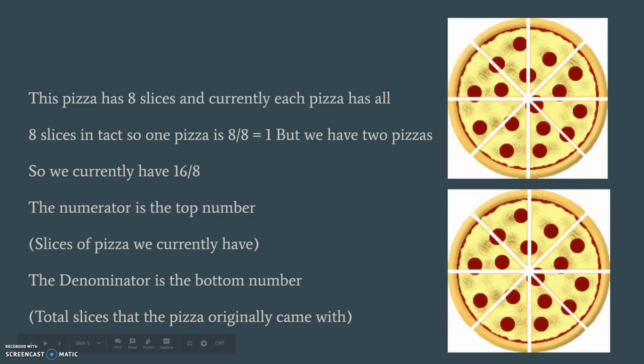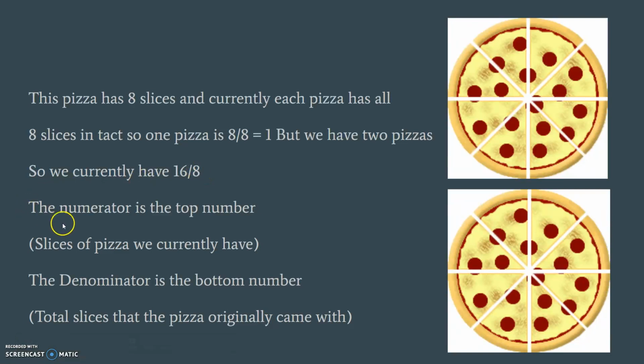So here we have some pizzas. Each pizza has 8 slices, and they both have all of their slices intact. So we know that we have 2 pizzas, so we currently have 16 over 8. We have 16 slices, and each pizza has 8, and 16 over 8 is 2.